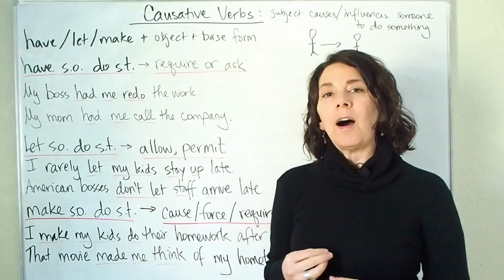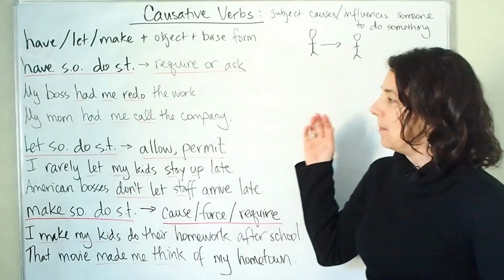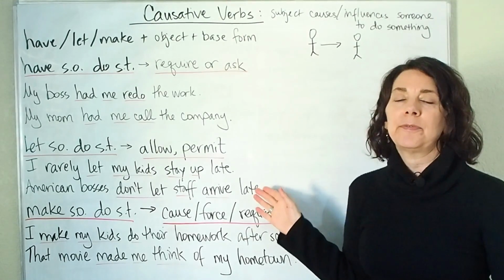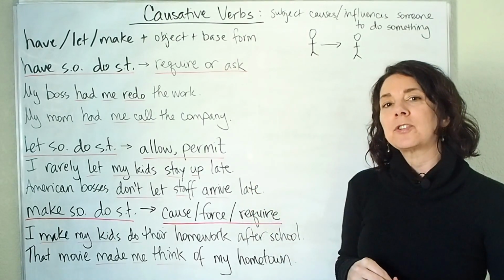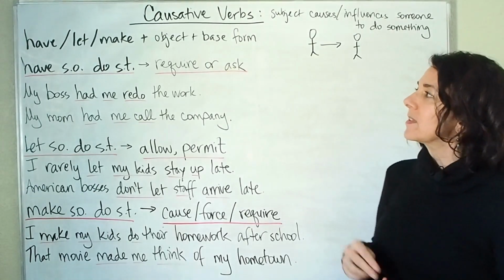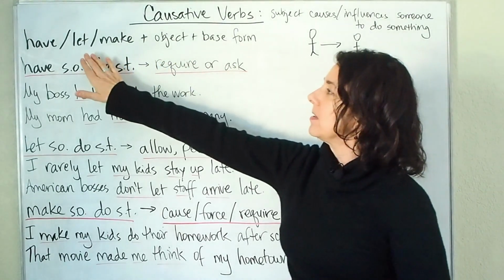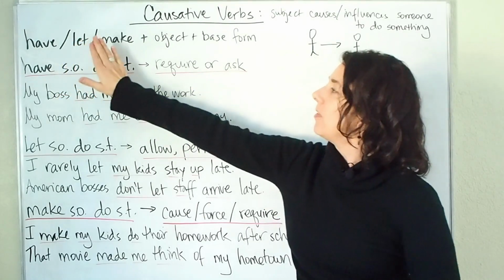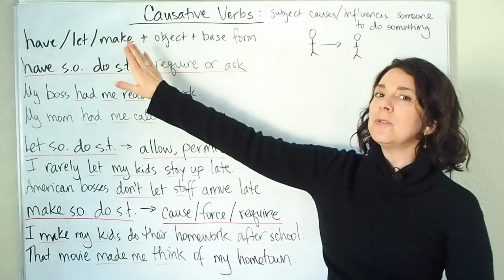So 3 common causative verbs are make, let, and have. But in a couple minutes, I'm going to show you 2 more, get and help. So first, let's take a look at the grammar for these verbs. For have, let, and make, we're going to use the same rule.